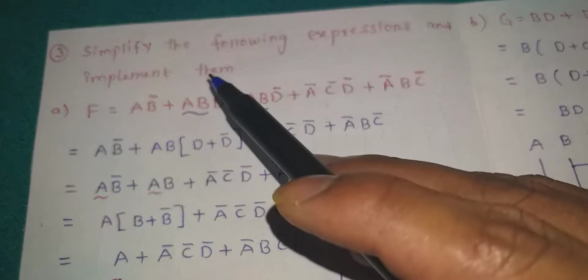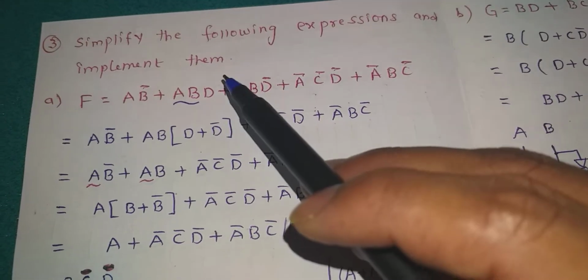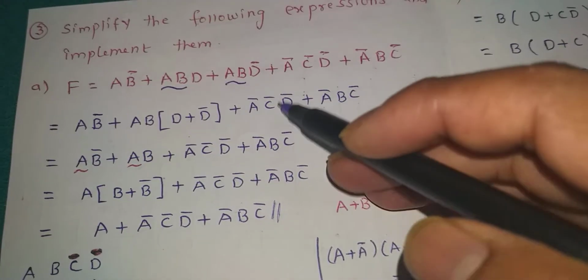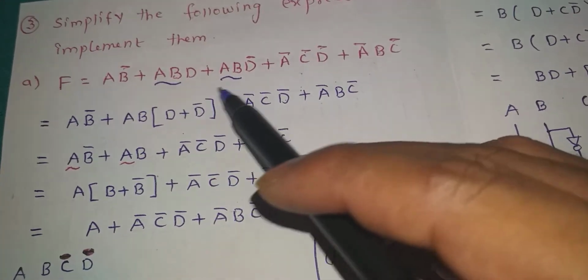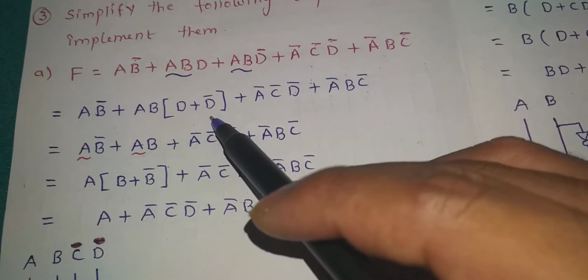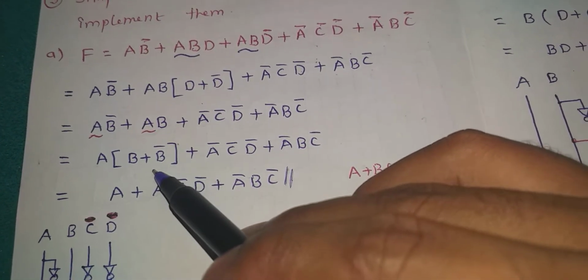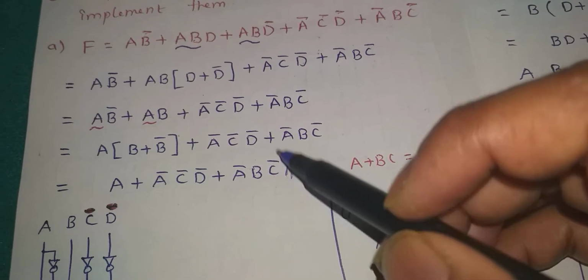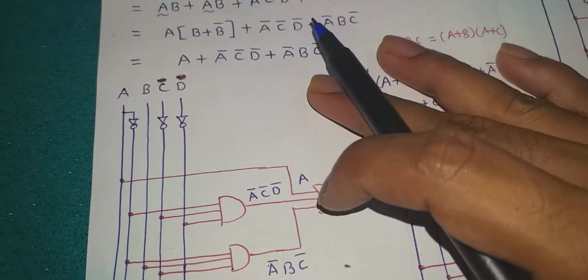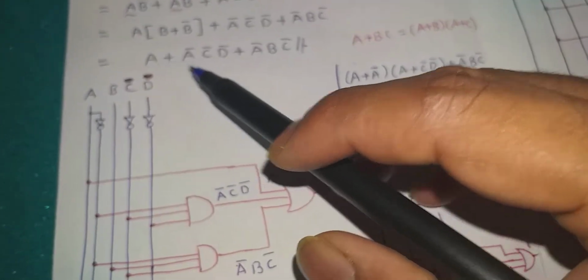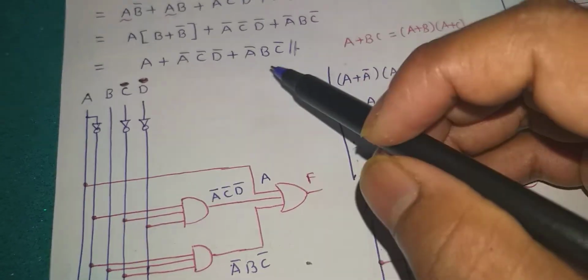Now observe this question. Simplify the following expression and implement them. Therefore I have to simplify this. I have taken AB as a common term, then D plus D bar will be 1, and from this A I have taken as a common term, then B plus B bar will be 1, then this is a simplified expression.